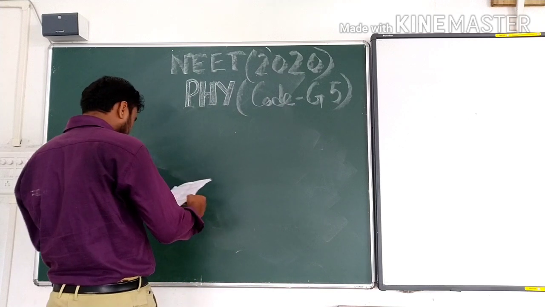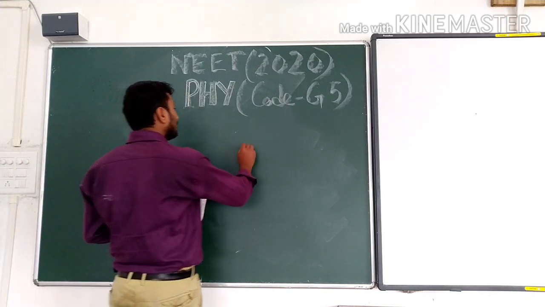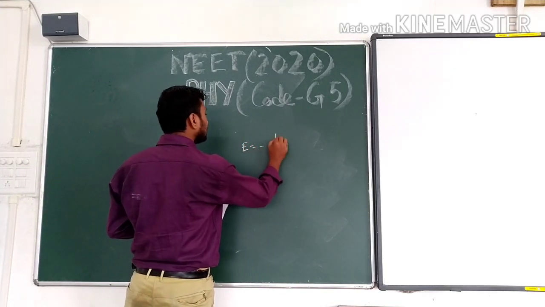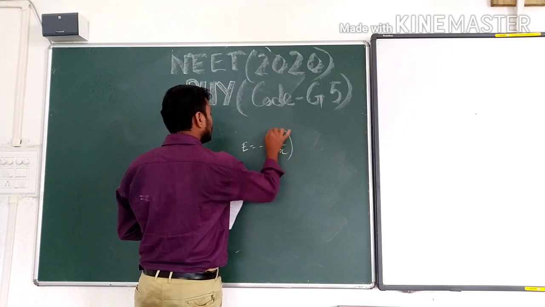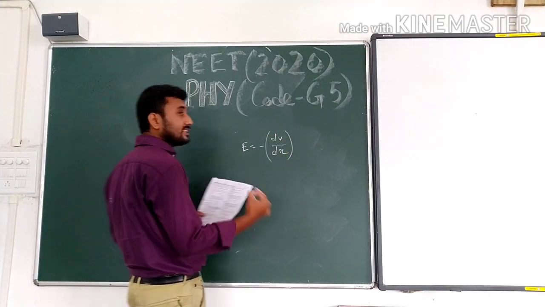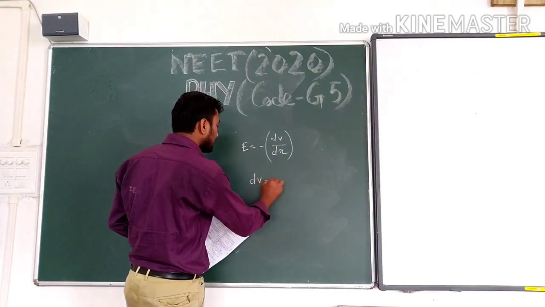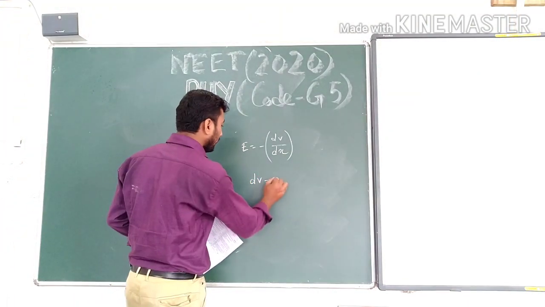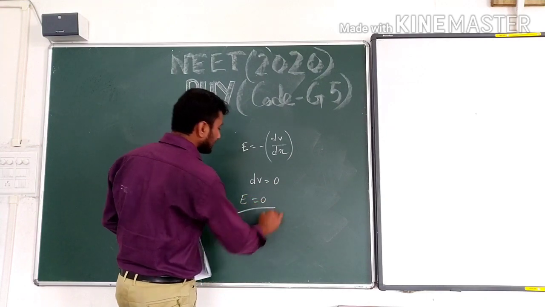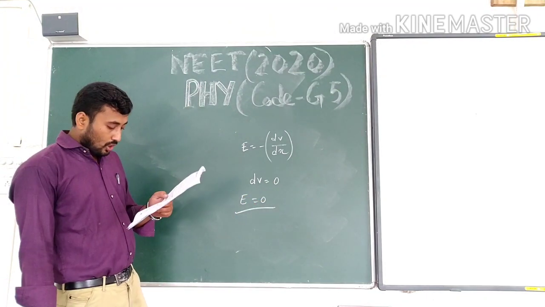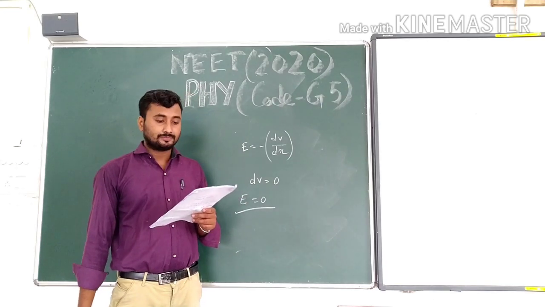So here we have E equals minus dV by dx. In this condition, the potential is the same, equipotential. Then the potential difference between two points will be 0. Hence, E will be 0. So option 4 is correct.